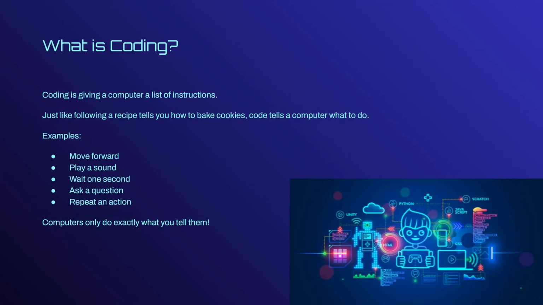But what is coding? Coding is giving your computer a list of instructions to follow. Think of it as using a recipe to bake cookies. You have to be specific or you'll end up creating mistakes. Coding, like a recipe telling a baker how to make cookies, tells a computer how to operate. For example, moving forward, playing sound, waiting a second, asking a question, or repeating an action. Computers only do exactly what we tell them to. So if we aren't specific in our code, it's going to lead to mistakes that weren't foreseen. But every mistake is an opportunity to learn, after all.